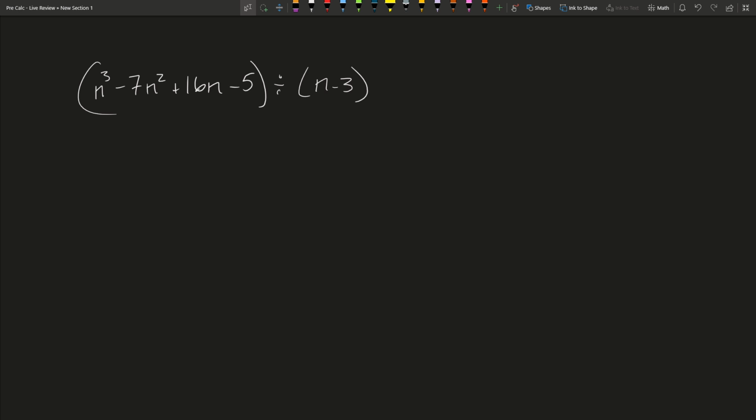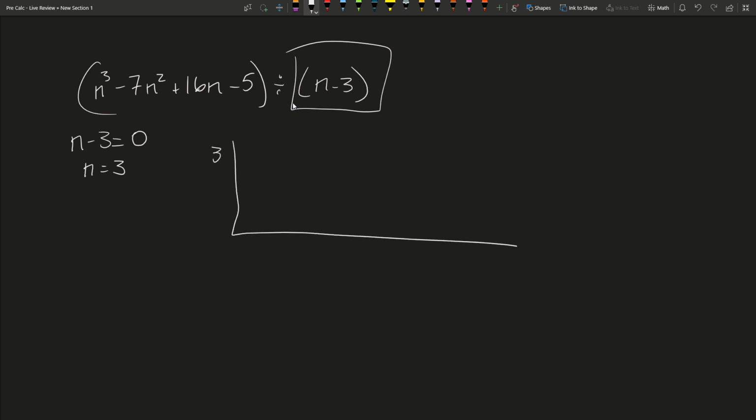Next thing is synthetic division. Synthetic kind of works the same way. It just requires a little bit less thought. The first thing you do with synthetic division is you set whatever you're dividing equal to 0. So n minus 3 equals 0. So n is equal to 3. That goes on the outside of our box. And everything on the inside of the box we put in just with coefficients. So coefficient of n cubed is 1. Then it would be negative 7, positive 16, and then minus 5.